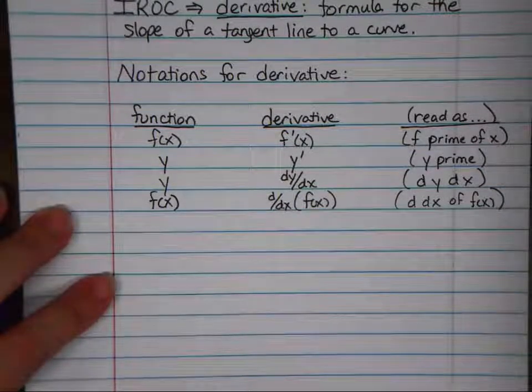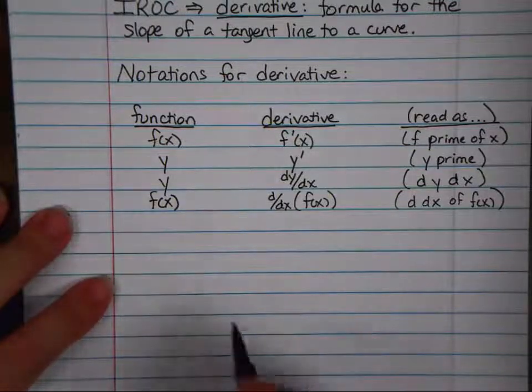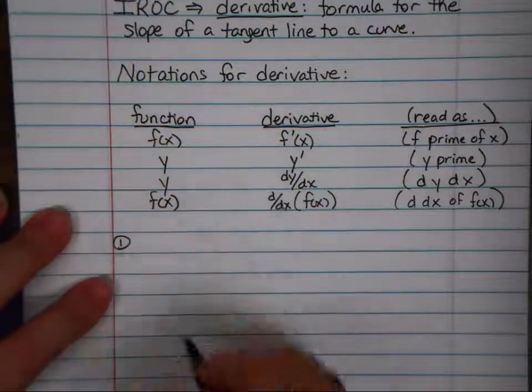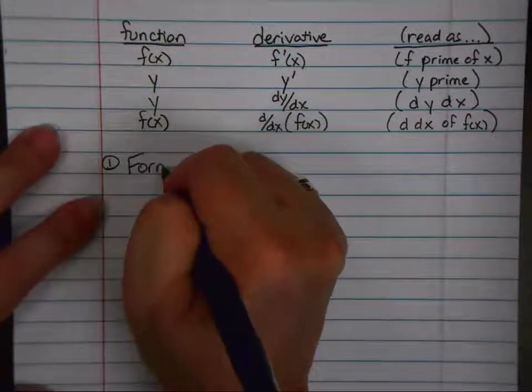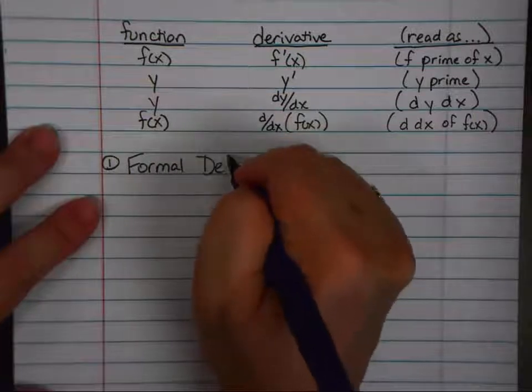So, as you see the problems over the rest of the semester, they're going to use any one of these notations for derivative. And you just need to know, I'm supposed to do the derivative thing here. And now I'm going to teach you the derivative thing. How do you do that? How do you find a derivative? So the first method we're going to talk about today is called the formal definition of derivative. Formal definition of derivative.